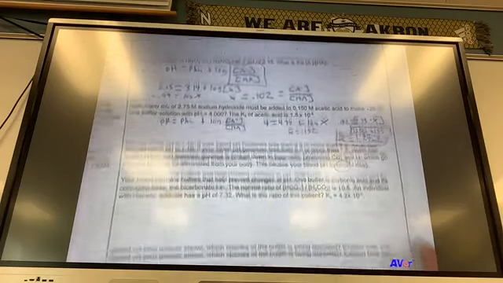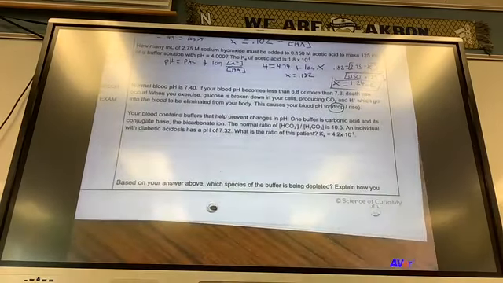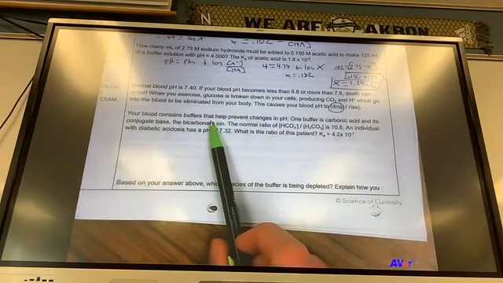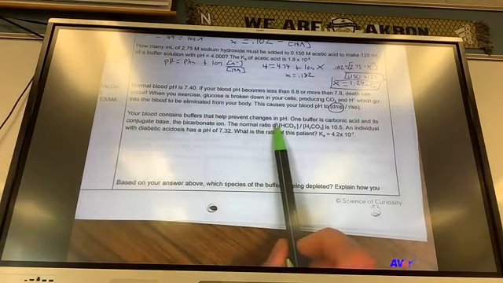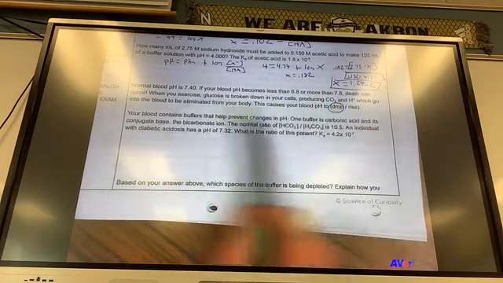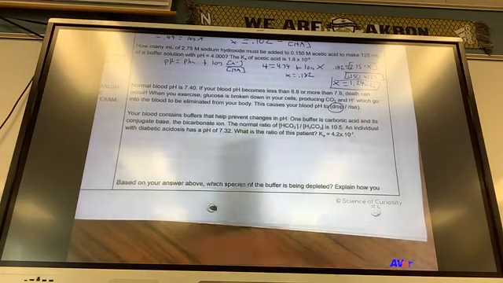Your blood contains buffers that help prevent changes in pH, which is good, because this is not a large range to die.